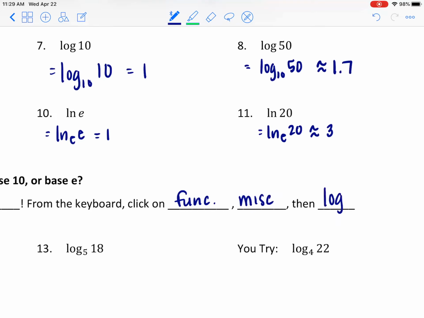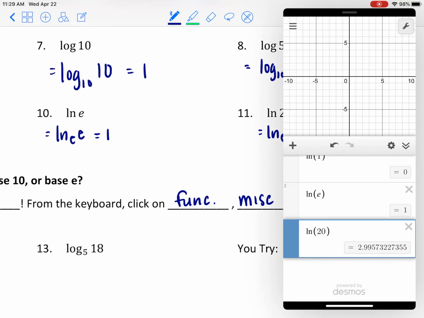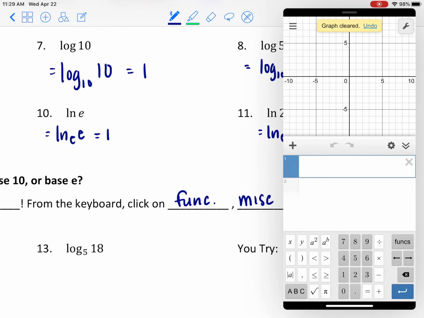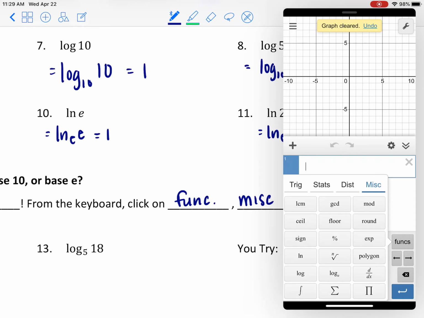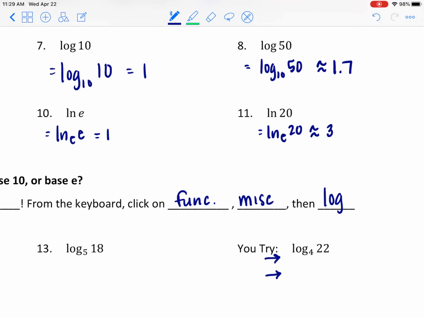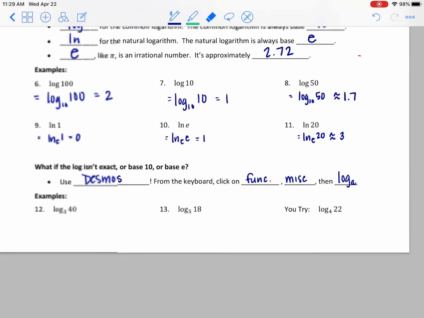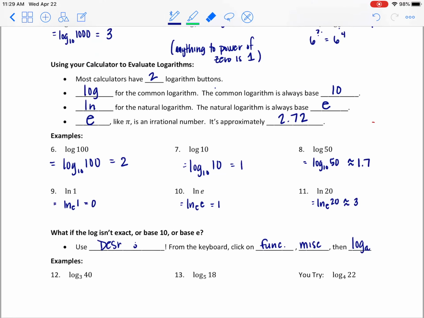Now, in Desmos, we're going to click on the functions option, and then we're going to click on miscellaneous if we're not already there. If we go to functions, go to miscellaneous, we already used the natural log button here, which was base e. We already used the common log button here. Now if you look right next to it, we have the log base A. If we touch that one, we're going to be able to change the base to whatever we want. So we're going to look for that log base A button.